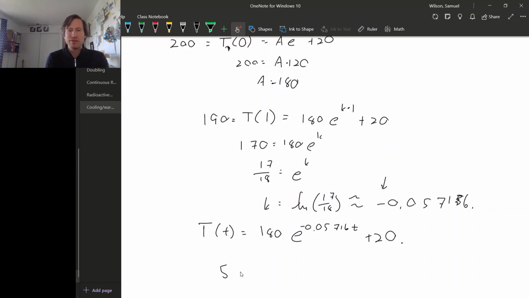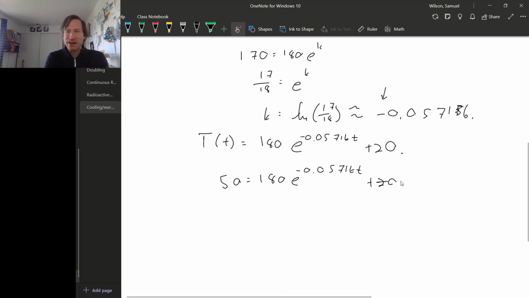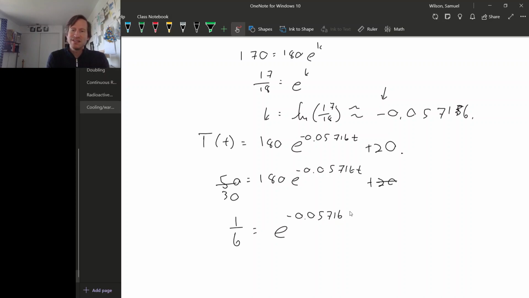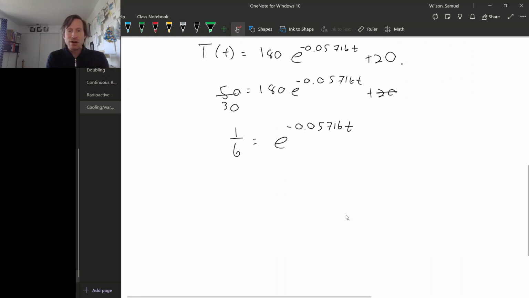Now we wanted to know when the temperature got down to 50, so now we can just set this equal to 50 degrees. So 50 equals 180 times e to the negative 0.05716 t plus 20. So subtract 20 from both sides. That's going to give us a 30 over here. Then divide both sides by 180. 30 over 180 is 1 over 6, I think, right? Yeah. Equals e to the negative 0.05716 t.